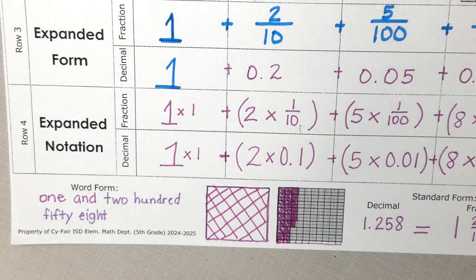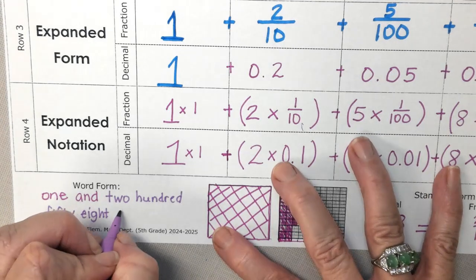And this number's last name, the last digit is in the thousandths. So what is the last name of this number? Thousandths.